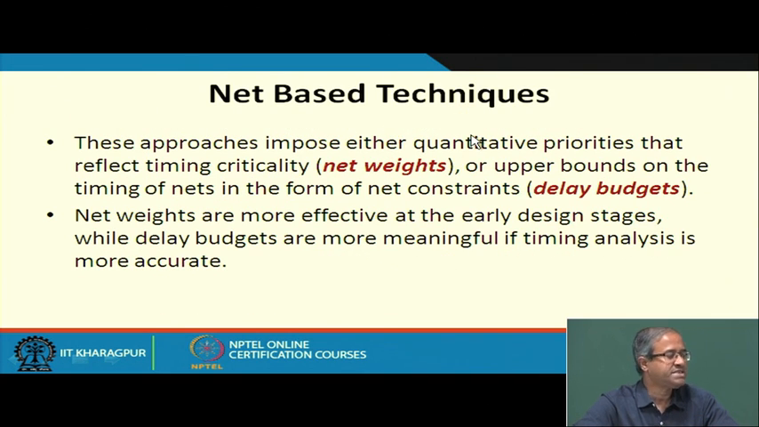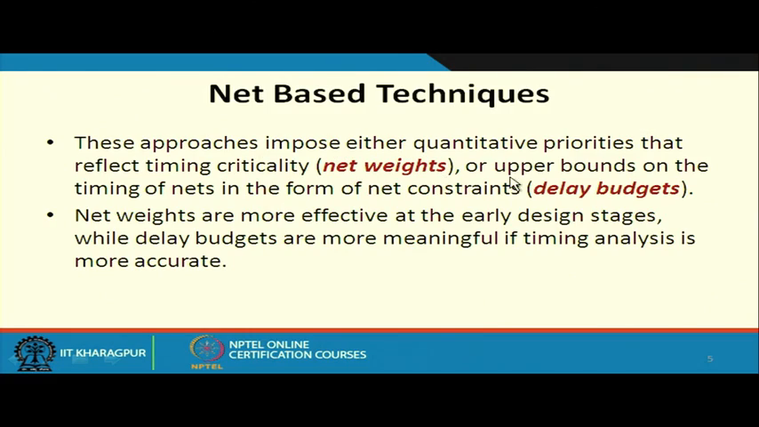Now coming to the net based techniques, these approaches impose quantitative priorities with respect to net weights, which can indicate how critical a particular net is, or you can give some kind of delay budgets if you can specify an upper bound of the delay. That means you can either say that this net is very critical, this net is not so critical. This is one way of saying it, or the other way is that you can give an upper bound: for this net my maximum delay budget is this. So you will have to fit within that budget. There are two ways of specifying.